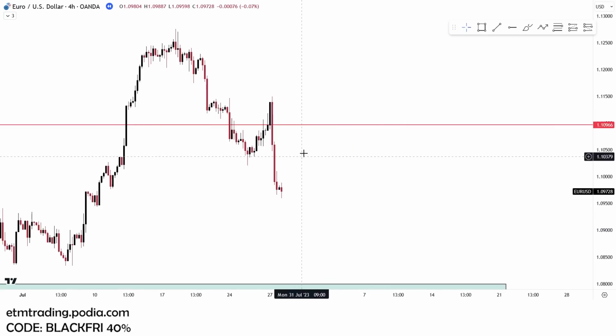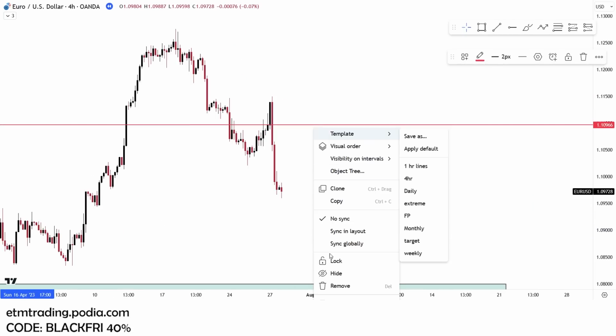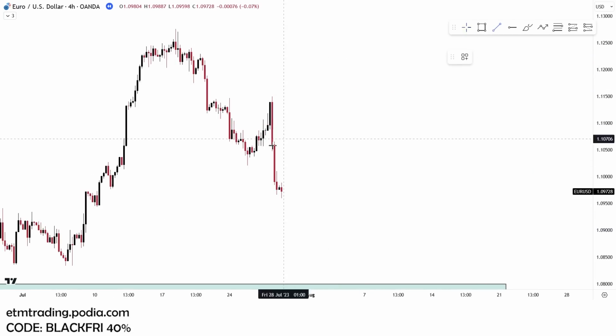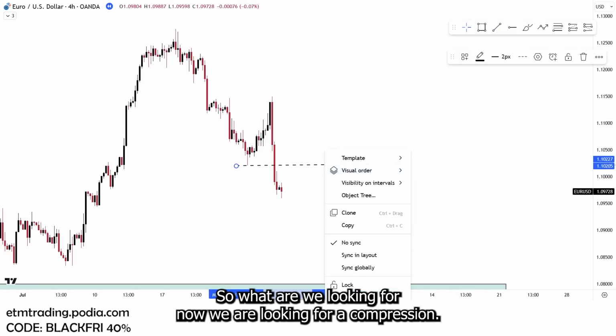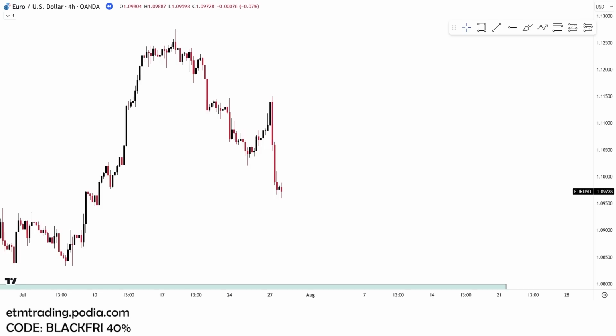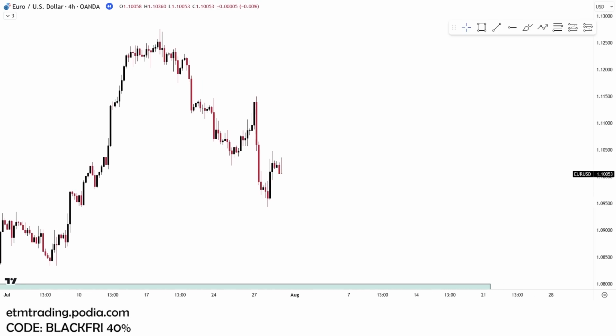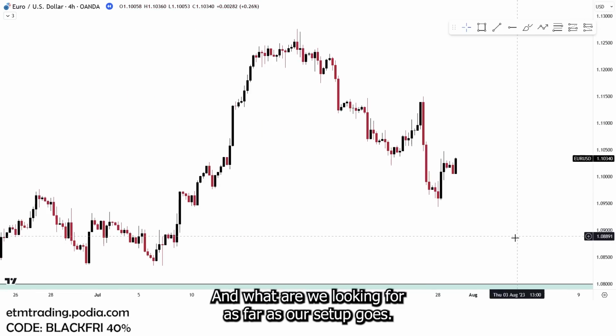So you are bearish up to this point. And what do we have as far as positioning? And we'll cover this in the next segment. You have a break of structure right here. So what are we looking for now? We are looking for a compression. And what are we looking for as far as our setup goes?